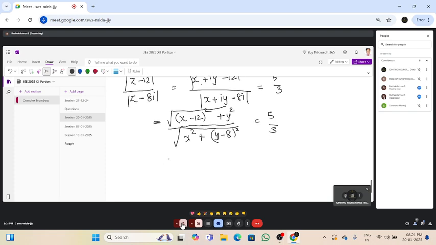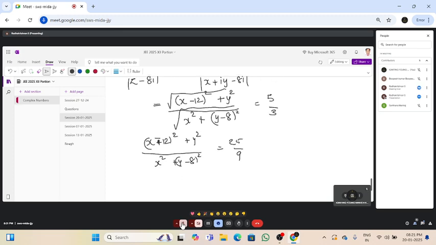Now you have to square. Now if you square, what you are getting? (X minus 12) whole square plus Y square divided by X square plus (Y minus 8) whole square equal to 25 by 9. So this is one equation in X and Y that you are getting. Same way you have to get another equation in X and Y using the other equation. Then you can solve it.